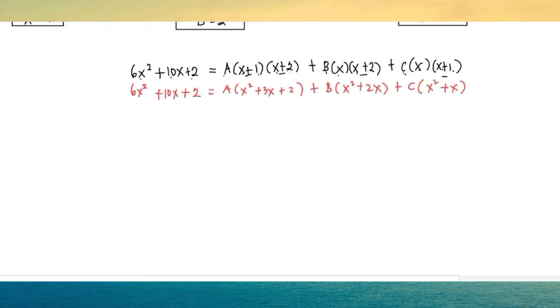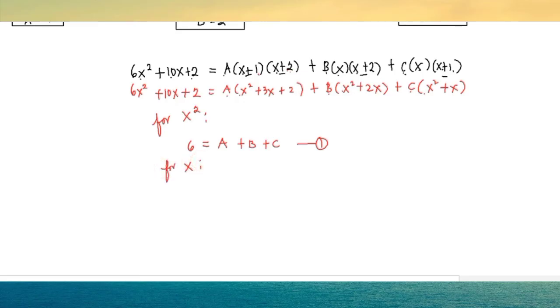So, yung gagawin lang natin dito ay kukunin natin yung mga coefficients. So, for x squared, sa left side ng equation natin, we have 6, and so sa right side natin, A times 1, so yung coefficient ng x squared dito ay A, and here, B times 1, so that's B, and then here, C times 1, so that's C. And this is our equation 1.